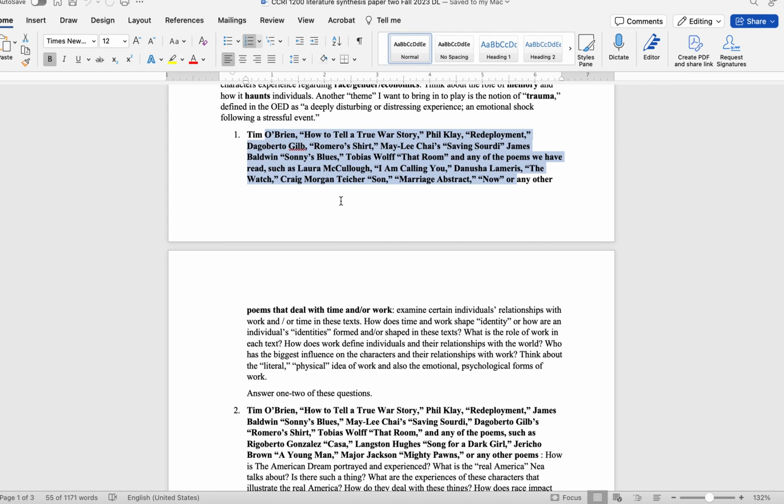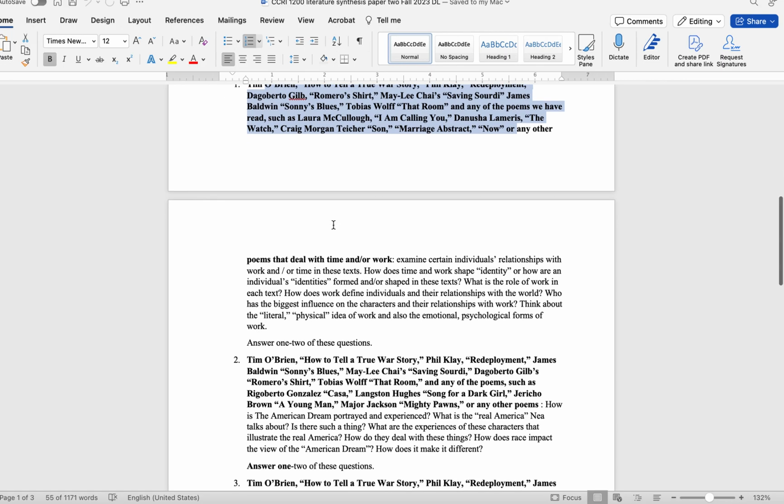So for number 1, you have a list of texts here, and you could jam in any text we've read. Here's what you'll answer though. Examine certain individuals' relationships with work and/or time in these texts. How do time and work shape identity? Or how is an individual's identity formed or shaped in these texts?